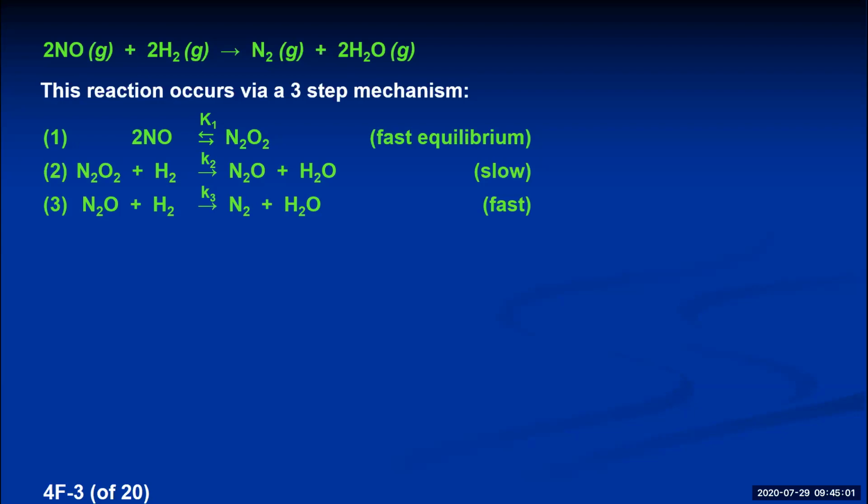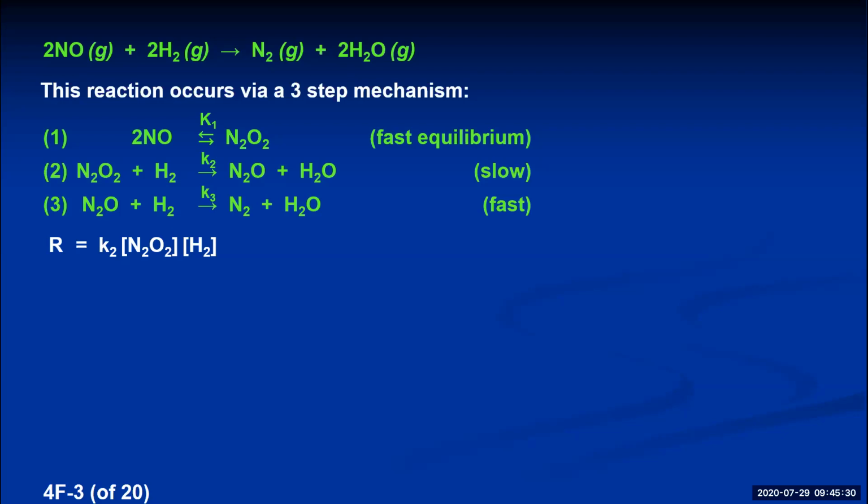And in the slowest step, our reactants are N2O2 and H2, and they both have coefficients of 1. That means the rate law is going to be rate equals k multiplied by the concentration of N2O2 to the first multiplied by the concentration of H2 to the first. So if you know the mechanism, you can directly get the rate law.